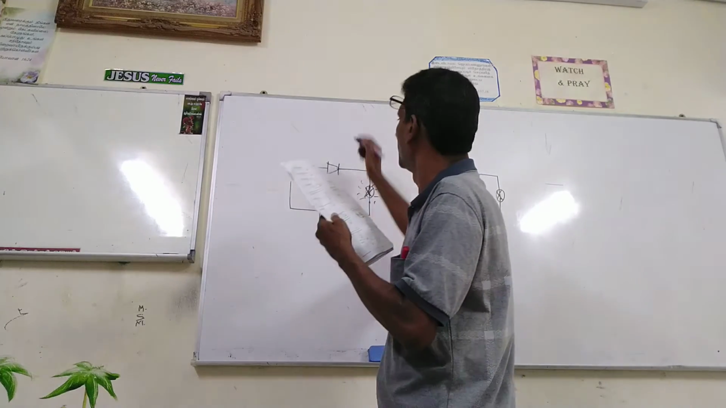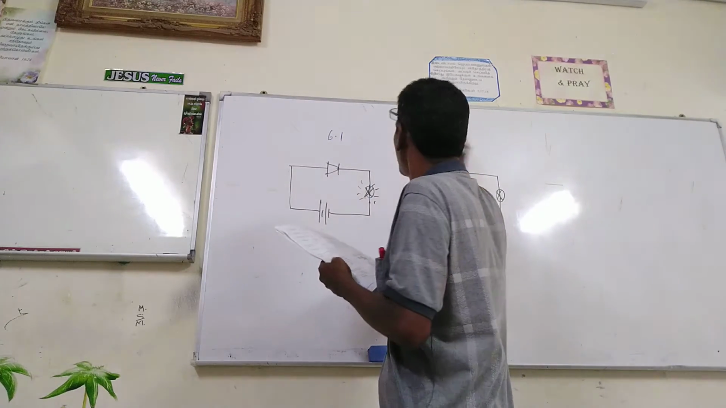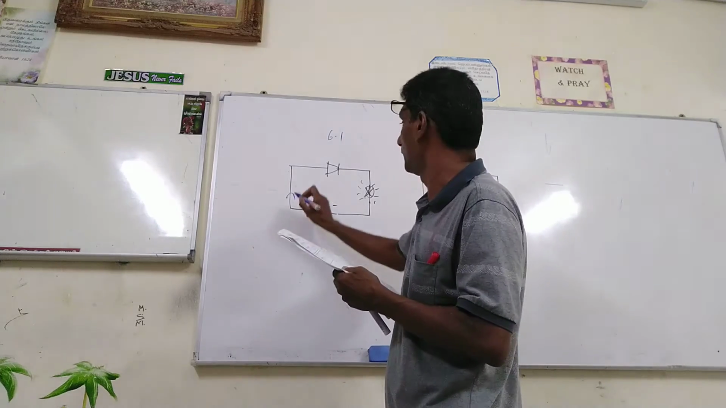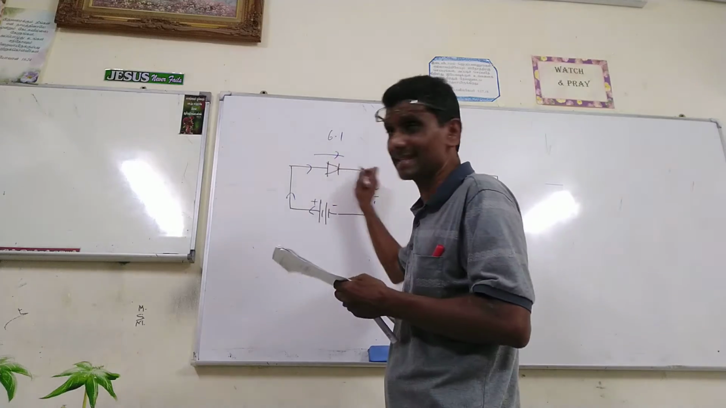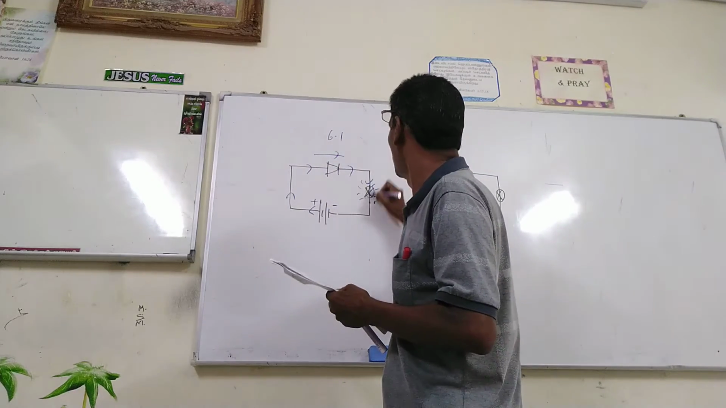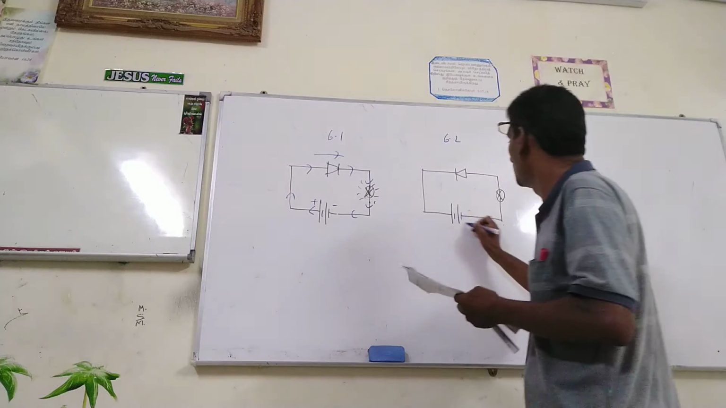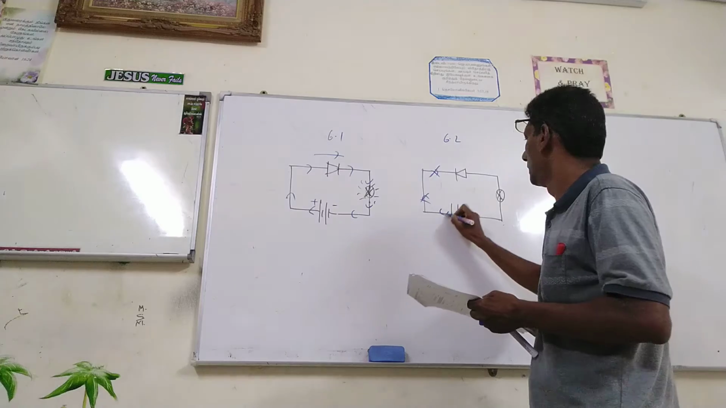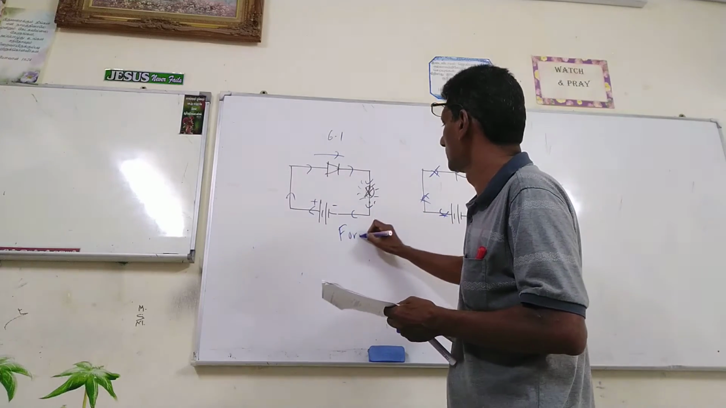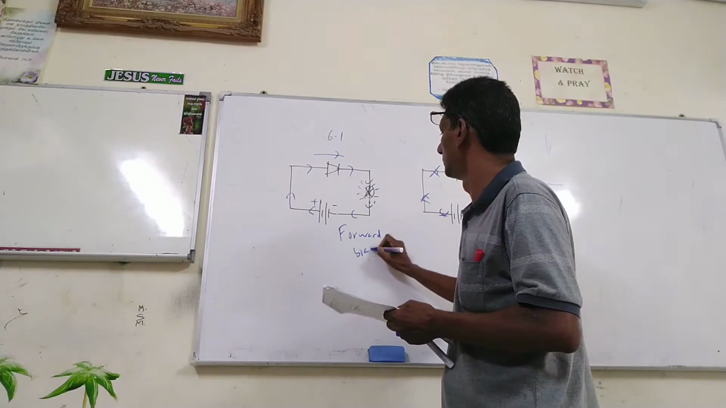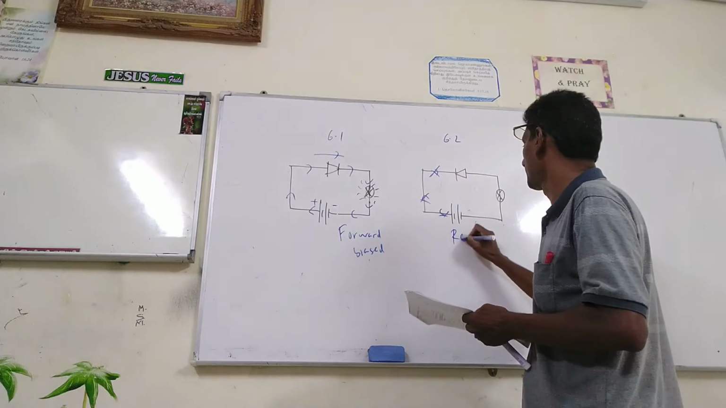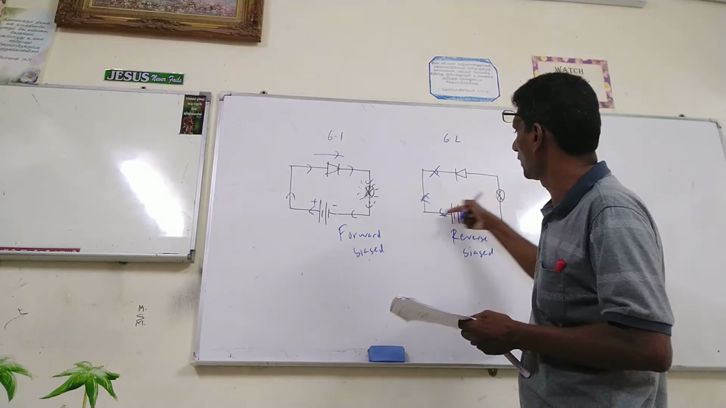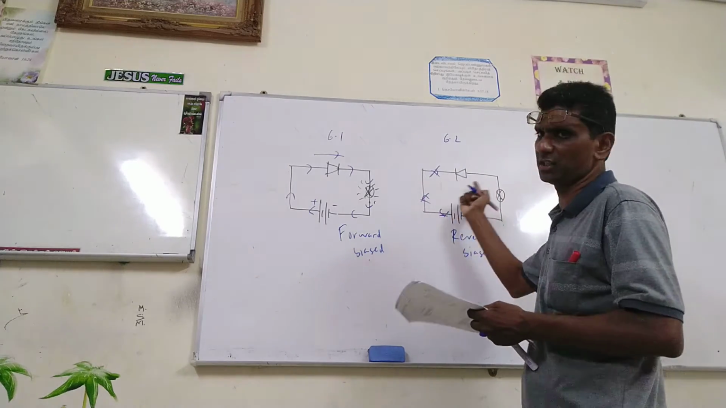6.1, I say 6.1. This one 6.1, 6.2. This one, current is flowing. Current must always flow from positive. So current is flowing. Forward bias. Diode forward bias, so the bulb lights up. This one is reverse bias. Current cannot flow. This one forward bias. This one reverse bias. So current cannot flow in this opposite direction.